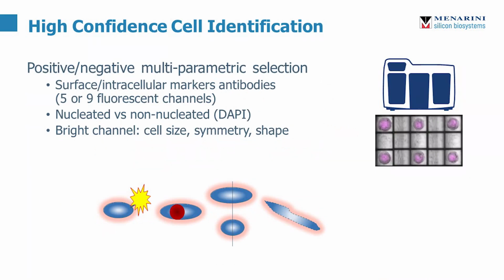One of the big strengths of the DEPArray is the high-confidence cell identification. With the multiparametric selection of fluorescent markers, either 5 or 9 fluorescent channels, this allows for a broad characterization. The inclusion of DAPI allows us to determine if cells are nucleated or non-nucleated, and the bright field microscopy allows us to do phenotypic identification as well. How big are the cells? Are they symmetrical? And what shape are they? And even are they centered within the DEP cages? We'll talk more about the DEP cages in a little bit.